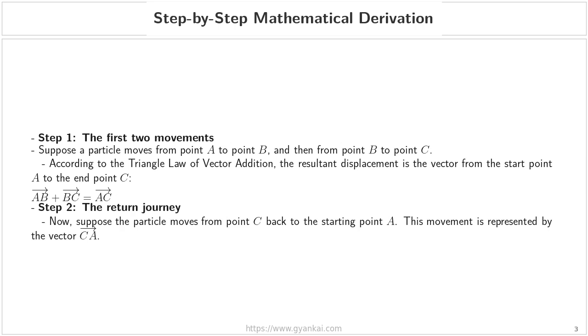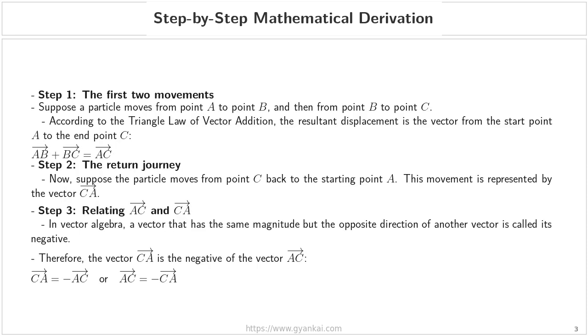Moving on to step 2, we consider the return journey. To complete the loop, suppose the particle moves from point C all the way back to the starting point, A. This specific movement is represented by the vector CA. This brings us to step 3, where we need to relate vector AC and vector CA in vector algebra. If a vector has the same magnitude but points in the exact opposite direction, we call it the negative of that vector. Therefore, vector CA is the negative of vector AC, which can also be written as vector CA equals negative vector AC, or alternatively, vector AC equals negative vector CA.